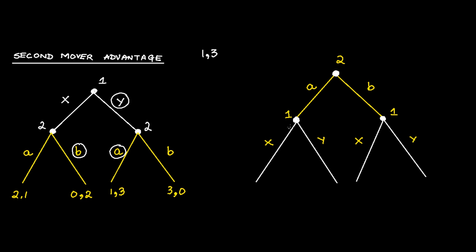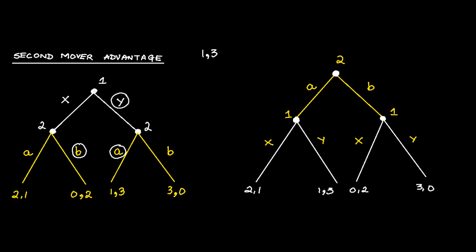So player 1 moving X and player 2 moving A, the payoffs are 2, 1. Player 1 moving Y and player 2 moving A, the payoffs are 1, 3. Player 1 moving X and player 2 moving B is 0, 2. Player 1 moving Y and player 2 moving B is 3, 0.